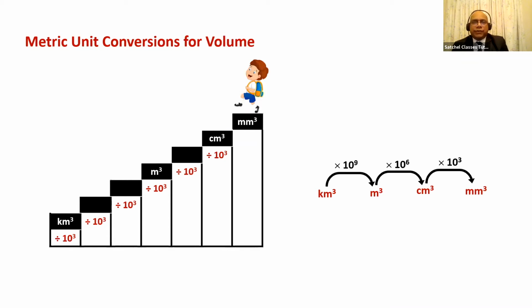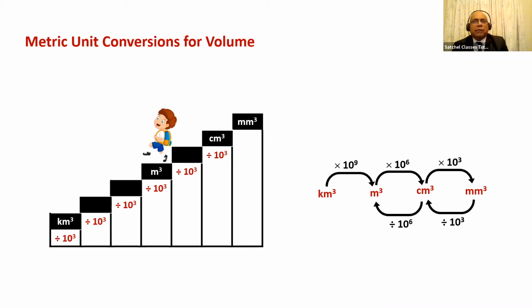While coming down, you just have to divide by the same values. So one step down is divide by 10 cubed. From centimeter cubed to meter cubed, 2 steps down. So you divide by 10 to the power of 6. From meter cubed to kilometer cubed, it's 3 steps down. So it is divide by 10 to the power of 9.